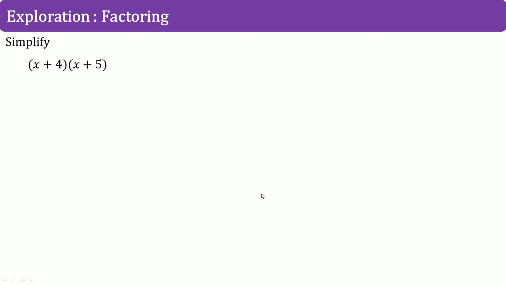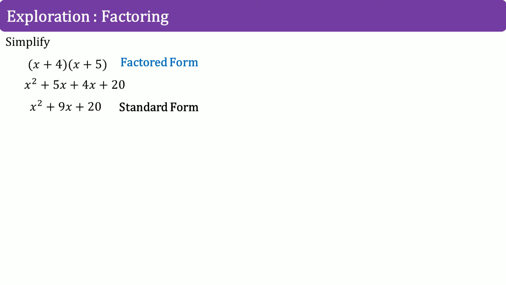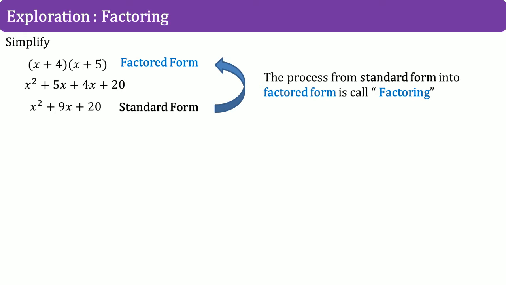You might have a simple problem like this: parentheses x plus 4, parentheses x plus 5. Here we multiply. Once you multiply, you get it into something called standard form: x squared plus 9x plus 20. Now, to go from standard form back to the original, which is called factored form, the process is called factoring. The process that goes from standard form into factored form is called factoring.